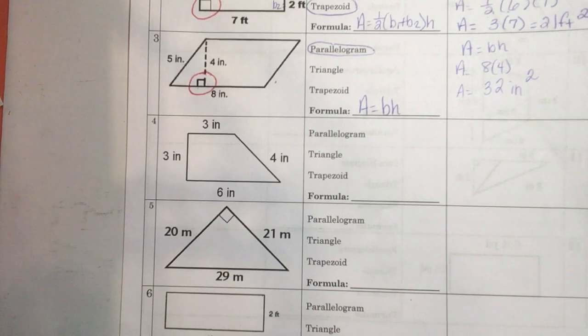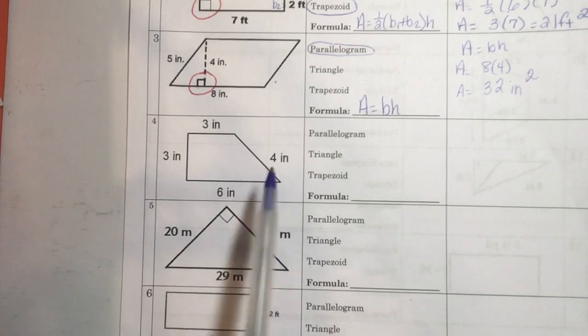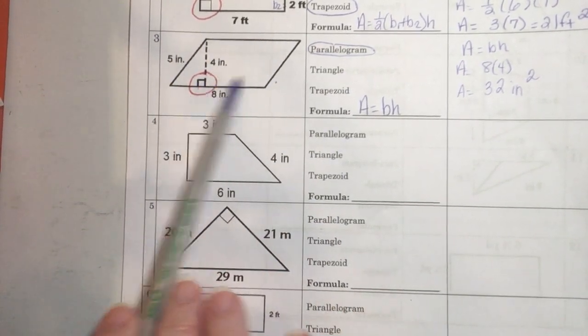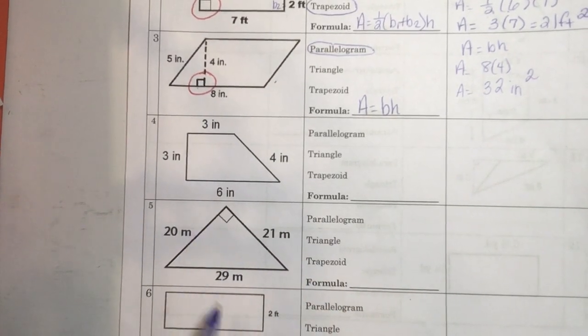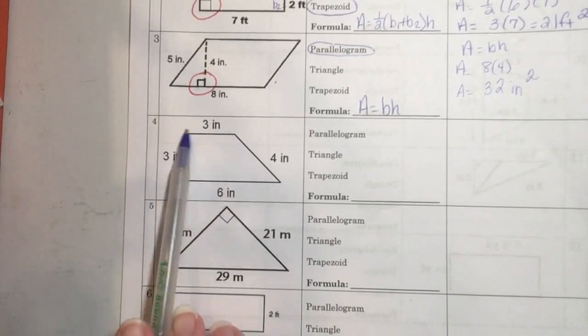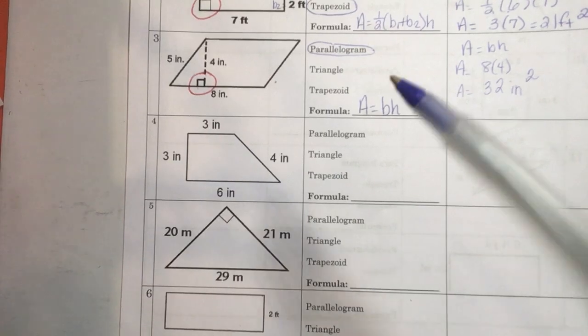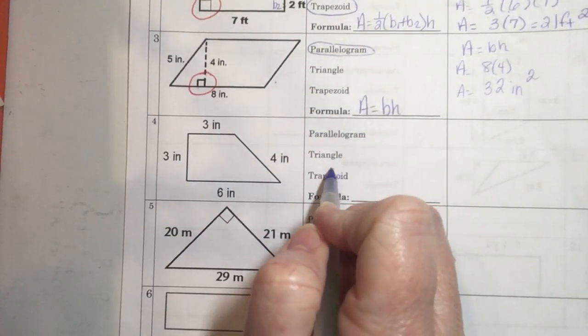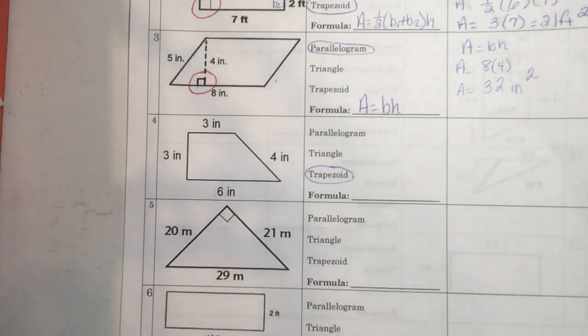Number 4. When you look at your shape, think, okay, is it a parallelogram? Does it have 2 sets of parallel sides, or is one set not parallel? So I look at the 3 and the 6, they're parallel, but the 3 and the 4 are not. So that means this is a trapezoid.